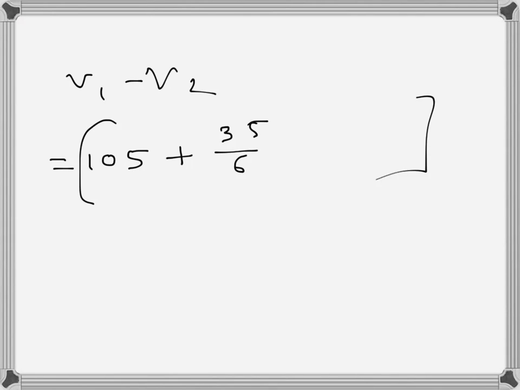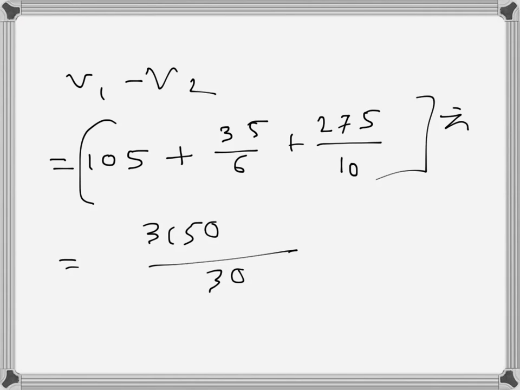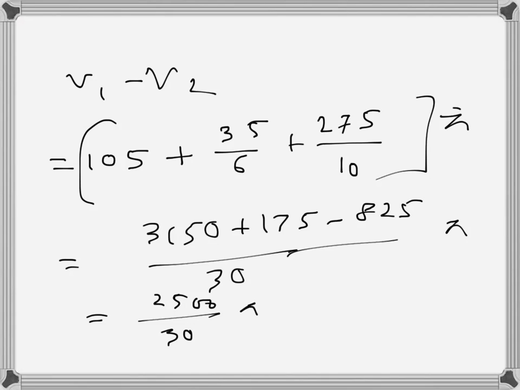Our final desired volume is V1 minus V2, so that one is 105 plus 35 over 6, and then we will have a pi outside here of course, and then this one is plus 275 over 10 here, so that gives us 3150 plus 175 minus 825 pi, which gives us finally 2500 over 30 pi, or 250 over 3 pi cubic units. So just double check the calculation here, but I think that's it.